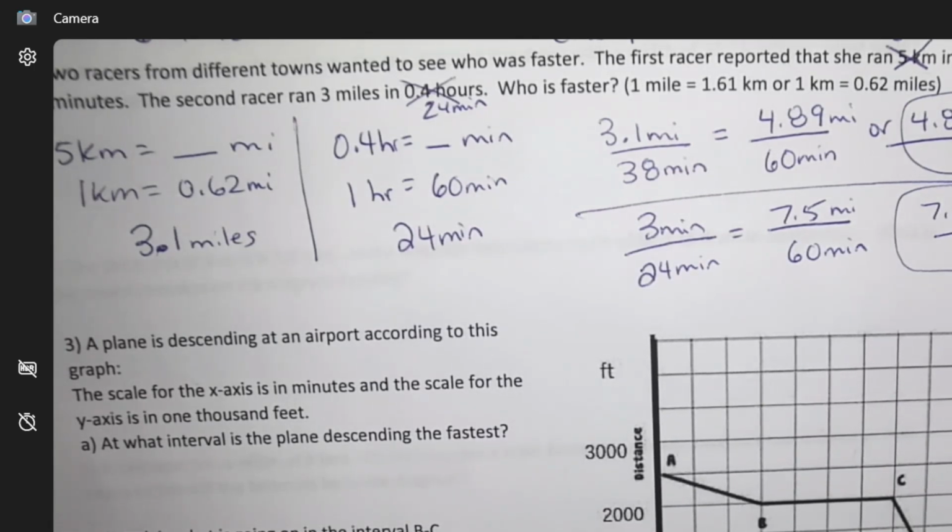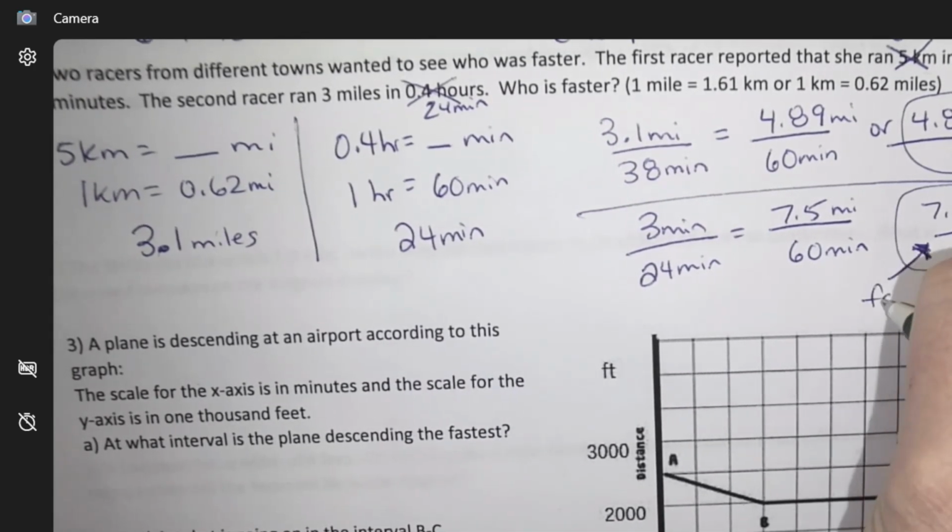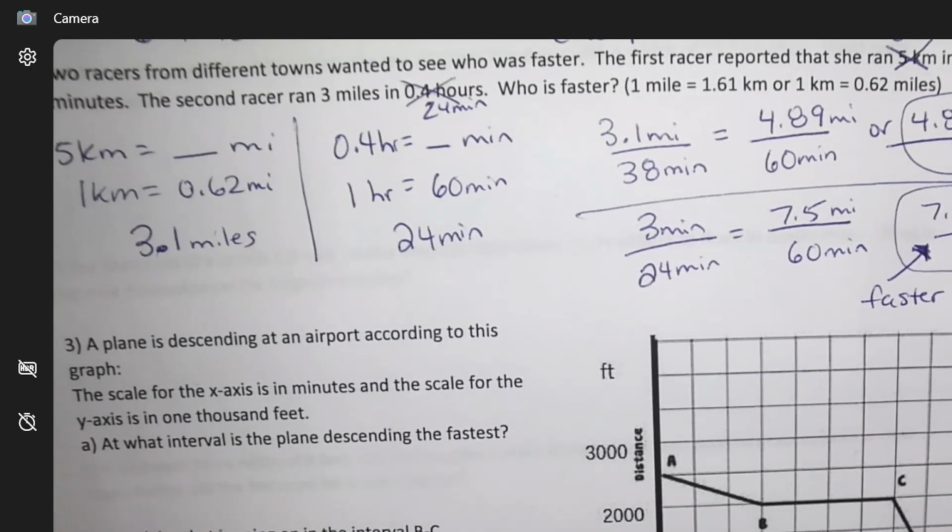Okay, now it's a good comparison because I have both in miles, both per 1 hour. I can look. So who is faster? You also have to answer the question or you're going to lose a point. So who is faster? I just need to indicate somewhere that that speed would be faster.